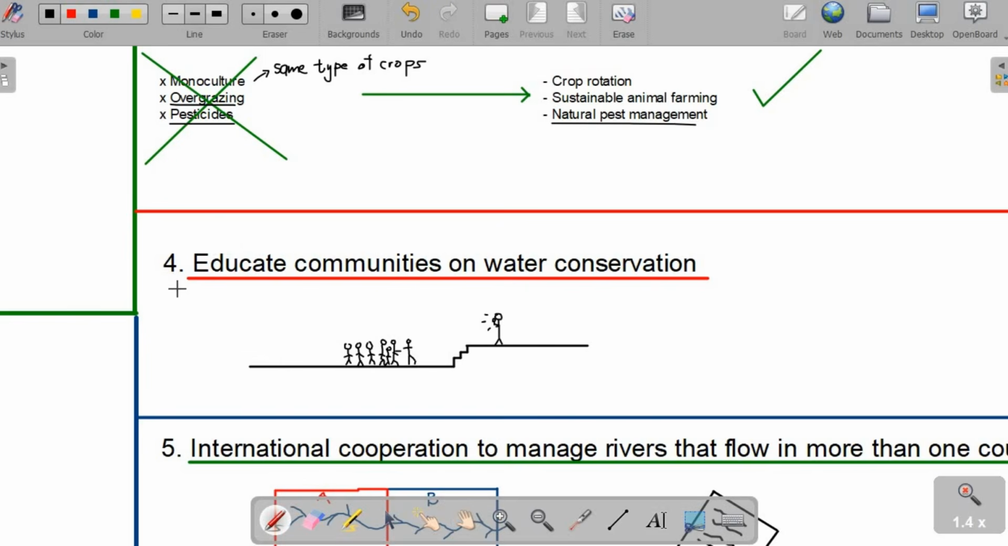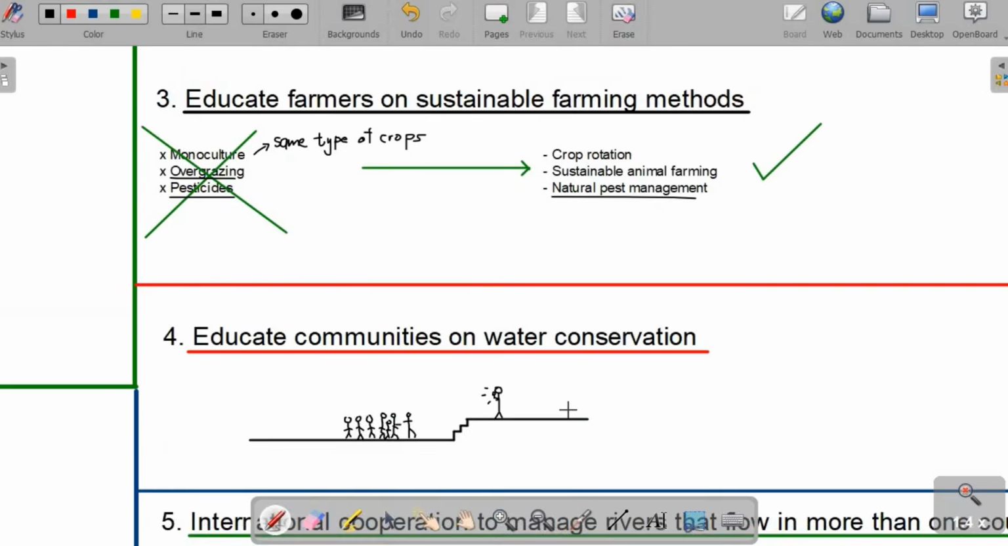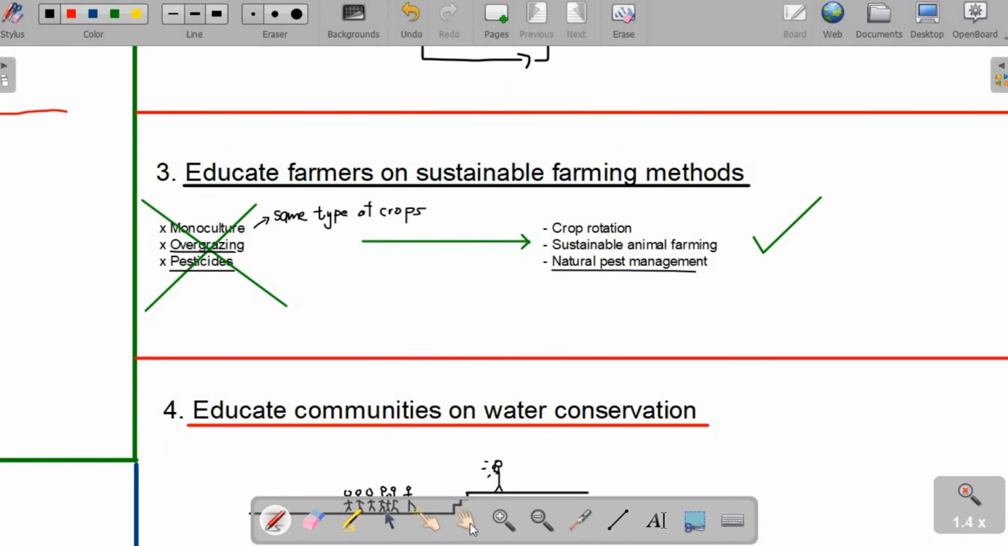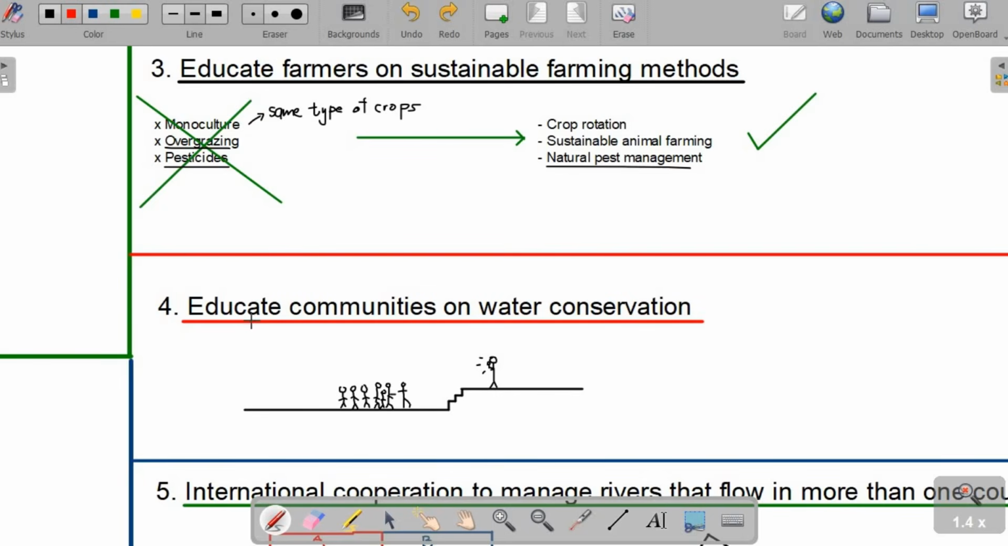Another point there is education of communities on water conservation. Now, education, guys, I don't know if you've noticed this, but in geography, when it comes to solutions, education is very important. At least think of education. If you have forgotten a lot of strategies, education has to be one of them. So we are saying that we have to educate our communities on water conservation.